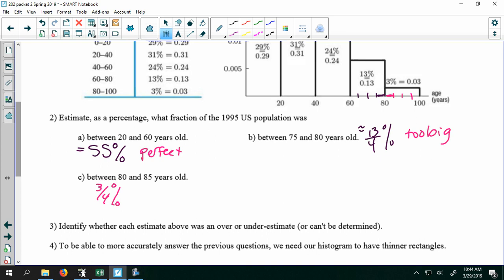And how about my 80 to 85 estimate? Is that too small or too big? It's probably too small because it's at the lower end of the 80 to 100 range. So there's probably more people down here than there are up here. So this is probably too small. Yes. No, what we could figure out from this is the average age of the US population.